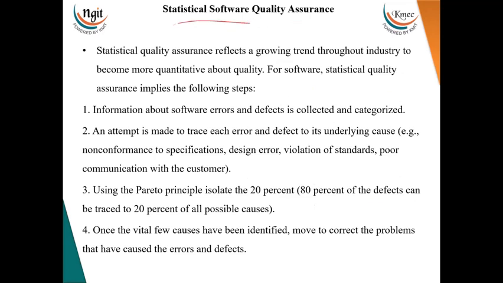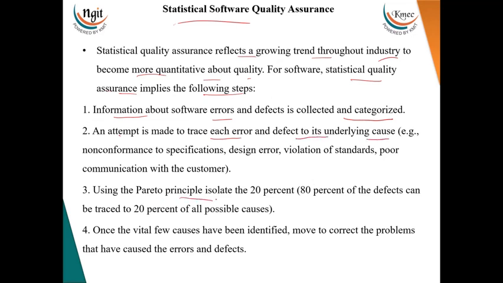Statistical software quality assurance uses data and metrics to improve quality. Statistical quality assurance reflects a growing trend throughout industry to become more quantitative about quality. For software, statistical quality assurance implies the following steps. Information about software errors and defects is collected and categorized. An attempt is made to trace each error and defect to its underlying cause.